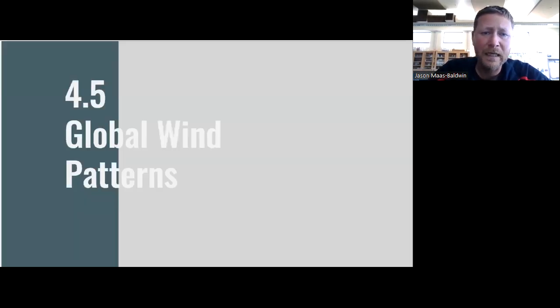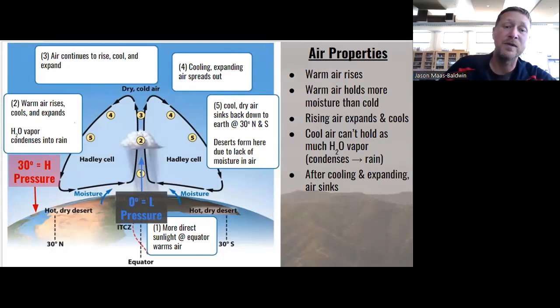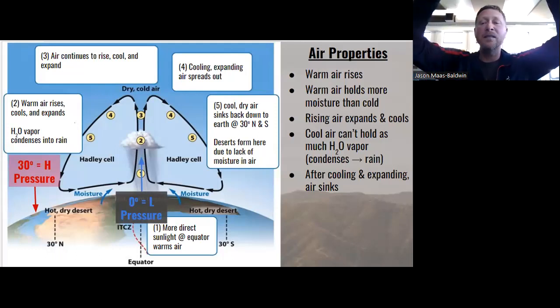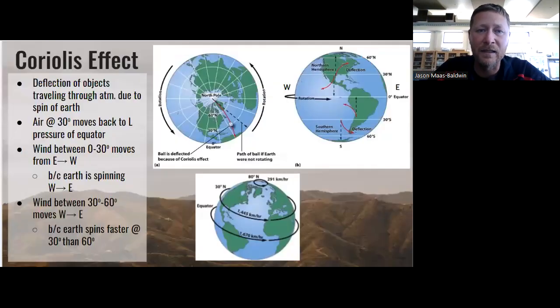Okay, and let's talk wind. All right, so we have large scale convection. This is where you have these convection cells that vary each 30 degrees latitude. So at the equator, you have warm, moist air rising, and it rises, it cools, it drops its water. The air continues to rise and then becomes denser, and then it falls at 30 north, 30 south, creating deserts at 30 north and 30 south. That is called a Hadley cell.